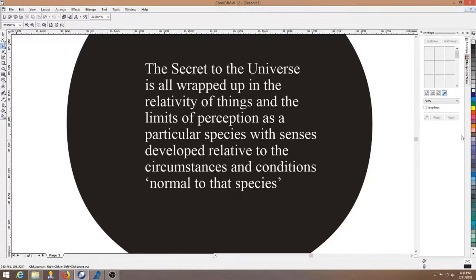Yes. So the secret to the universe is all wrapped up in the relativity of things and the limits of perception as a particular species, with senses developed relative to the circumstances and conditions normal to that species. So for us, you know, the naked eye would never be able to see this.